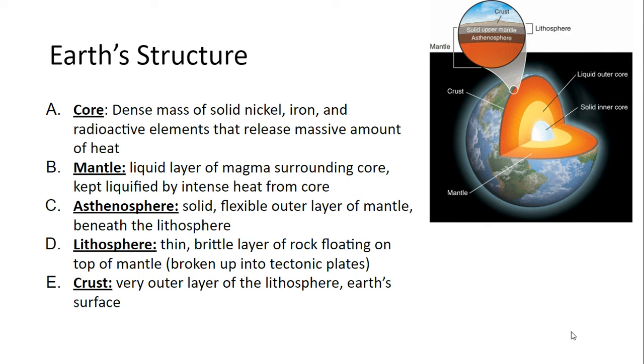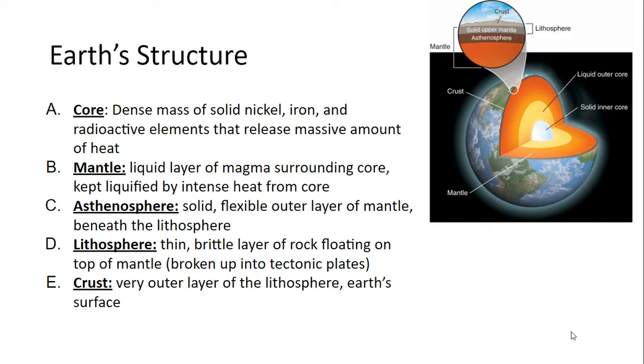Now, specifically looking at Earth's structure first, we can see the core of the Earth. That's going to be the dense mass of solid things like nickel, iron, or other radioactive elements that are going to release tremendous amounts of heat. Moving out right from the core would come the mantle, or the liquid layer of the magma. This surrounds the core and is usually kept liquefied due to the intense heat.